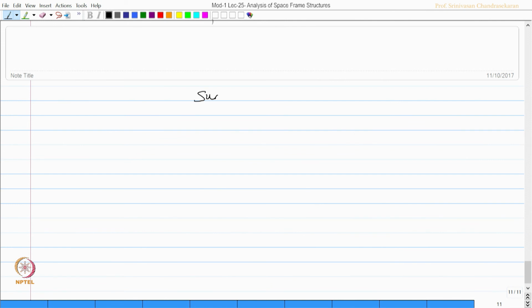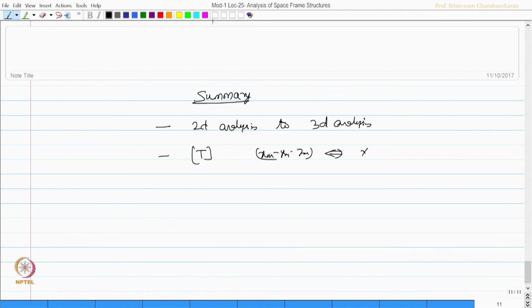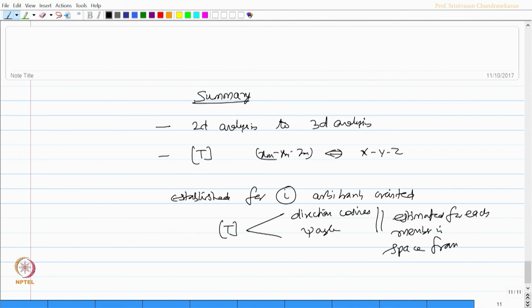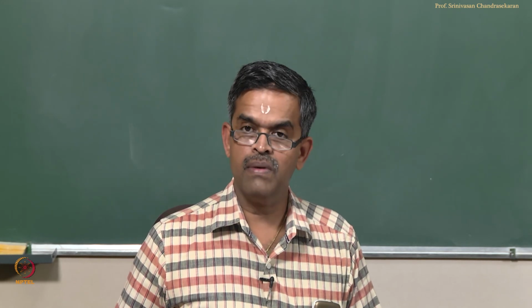Let us look at the summary now, friends. We are extending the process of understanding 2D analysis to 3D analysis. We derive the transformation matrix which connects xm, ym, zm responses to the x, y, z system, which can be established for any member which is arbitrarily oriented. The transformation matrix contains direction cosines and properties of psi angle which need to be estimated for each member in this space frame. We will take up an example in the next lecture and try to solve this problem and apply the concept using a computer program. Thank you very much.